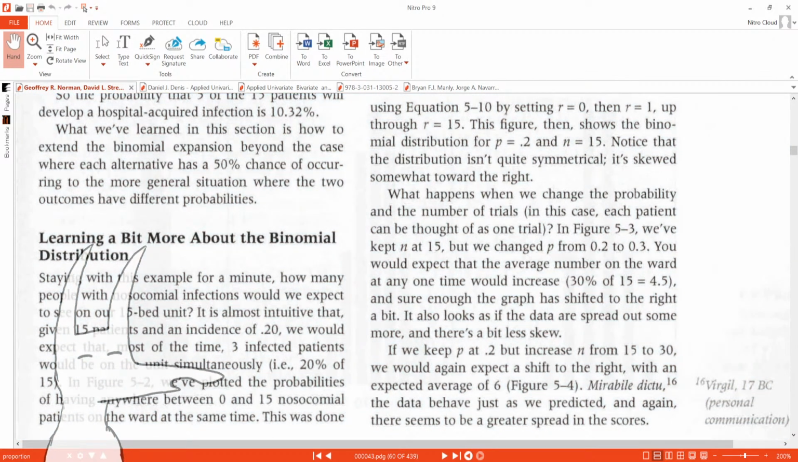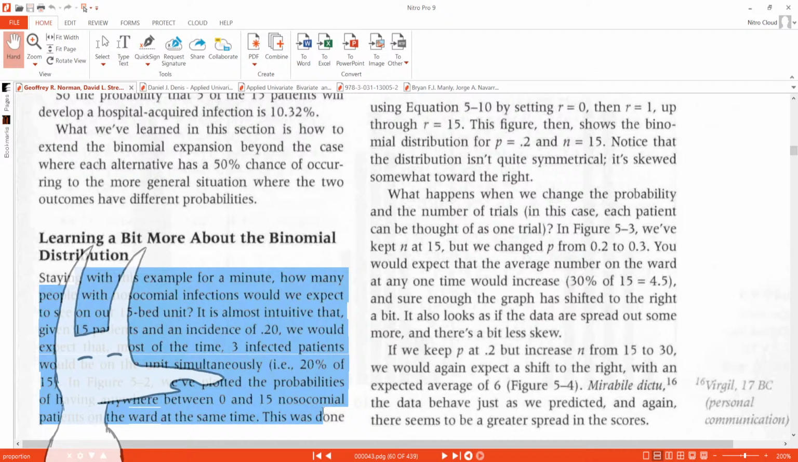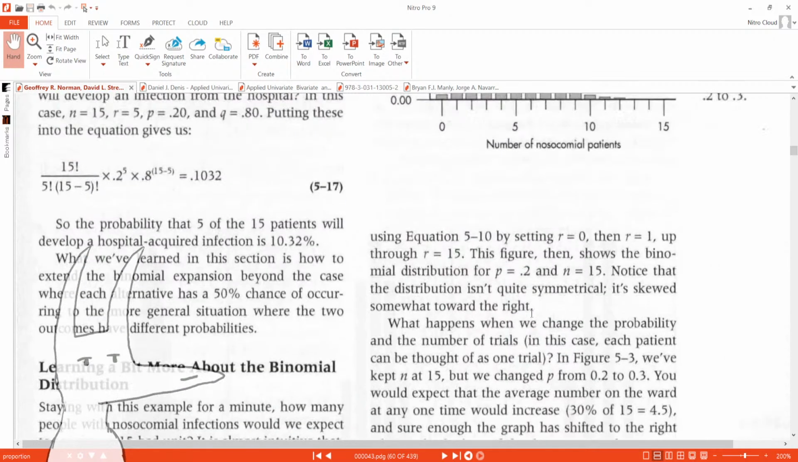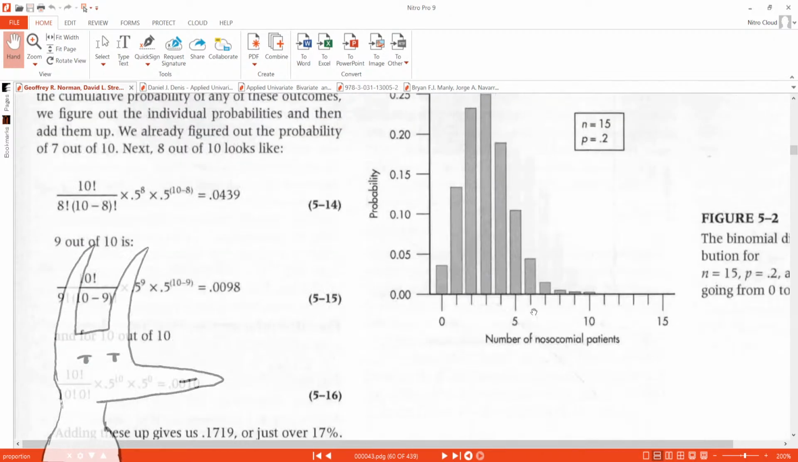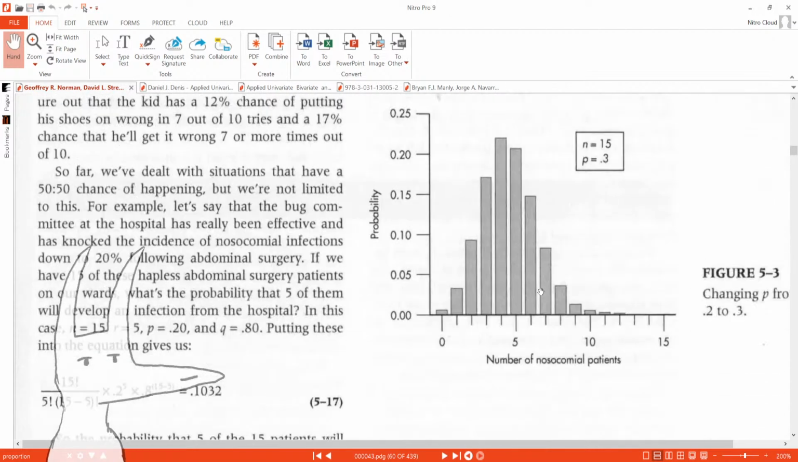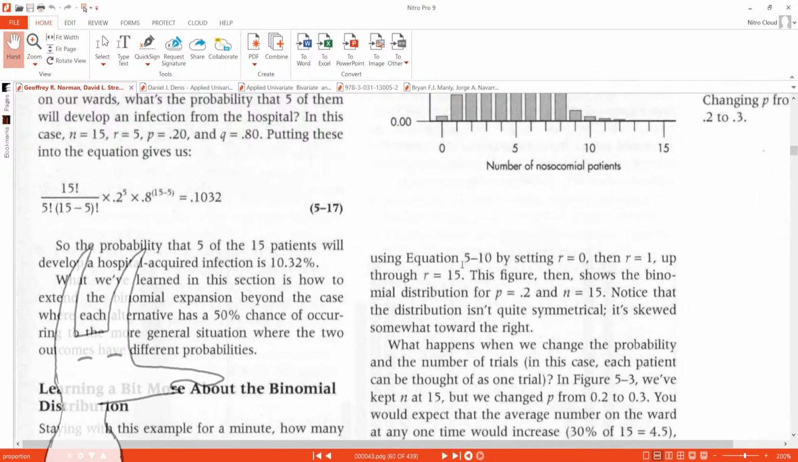Staying with this example for a minute, how many people with nosocomial infections would you expect to see on our 15-bed unit? It's almost intuitive that given 15 patients and an incidence of 0.2, we would expect that most of the time 3 infected patients would be on the unit simultaneously. In figure 5.2, we've plotted the probabilities of having anywhere between 0 and 15 nosocomial patients on the ward at the same time. This was done using equation 5.10 by setting r equals 0, then r equals 1, up through r equals 15.